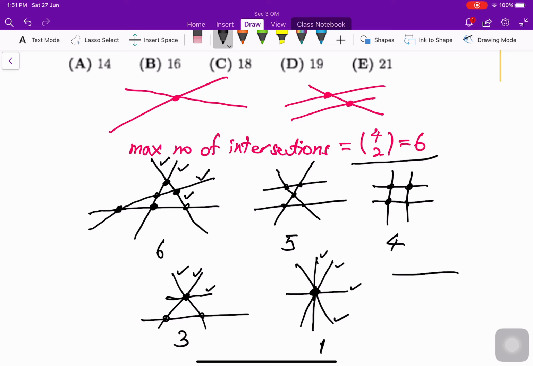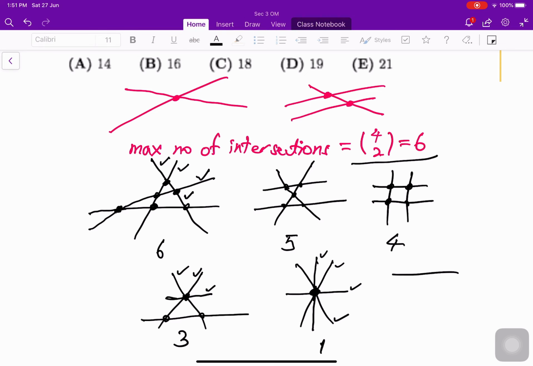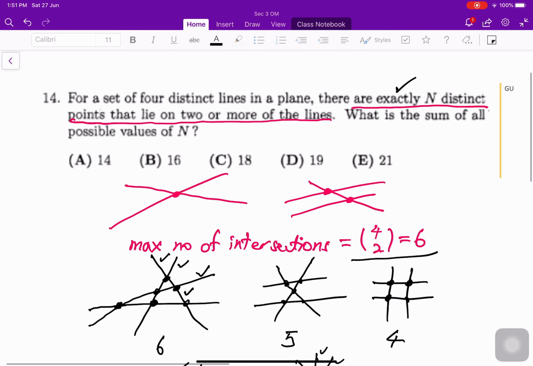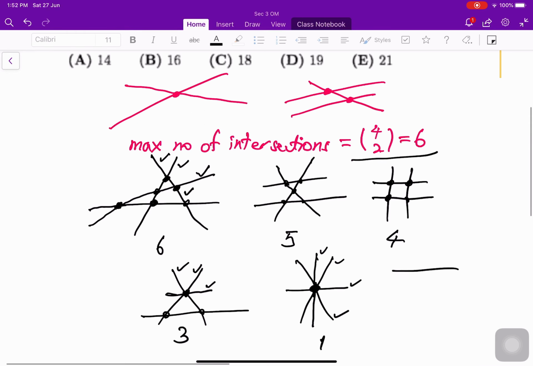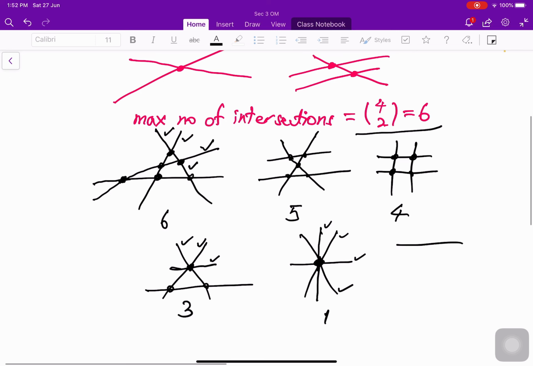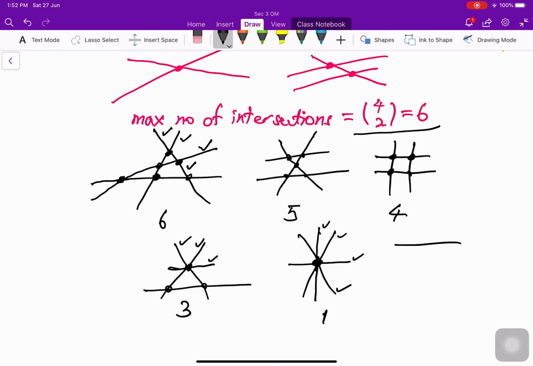0 doesn't make sense, because the question says we are counting exactly n distinct points that lie on 2 or more lines. When you consider this case, it doesn't fulfill the criteria of the question. It means all the 4 lines are parallel, therefore you get 0 intersections. But this is not what the question wants.